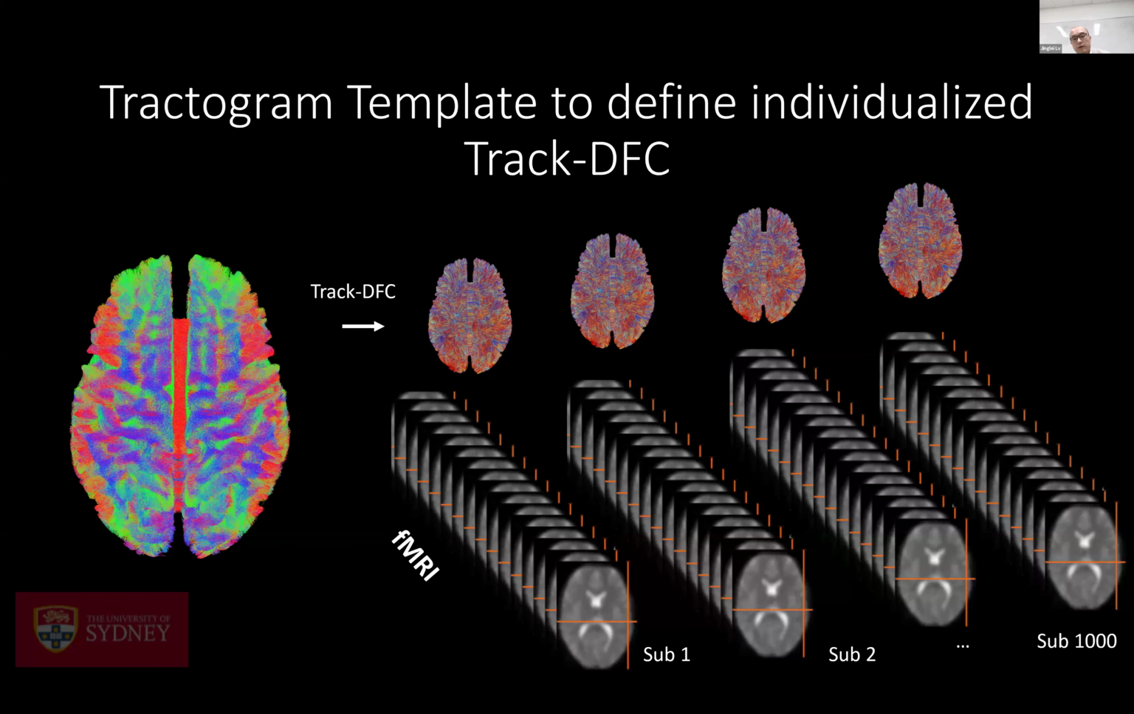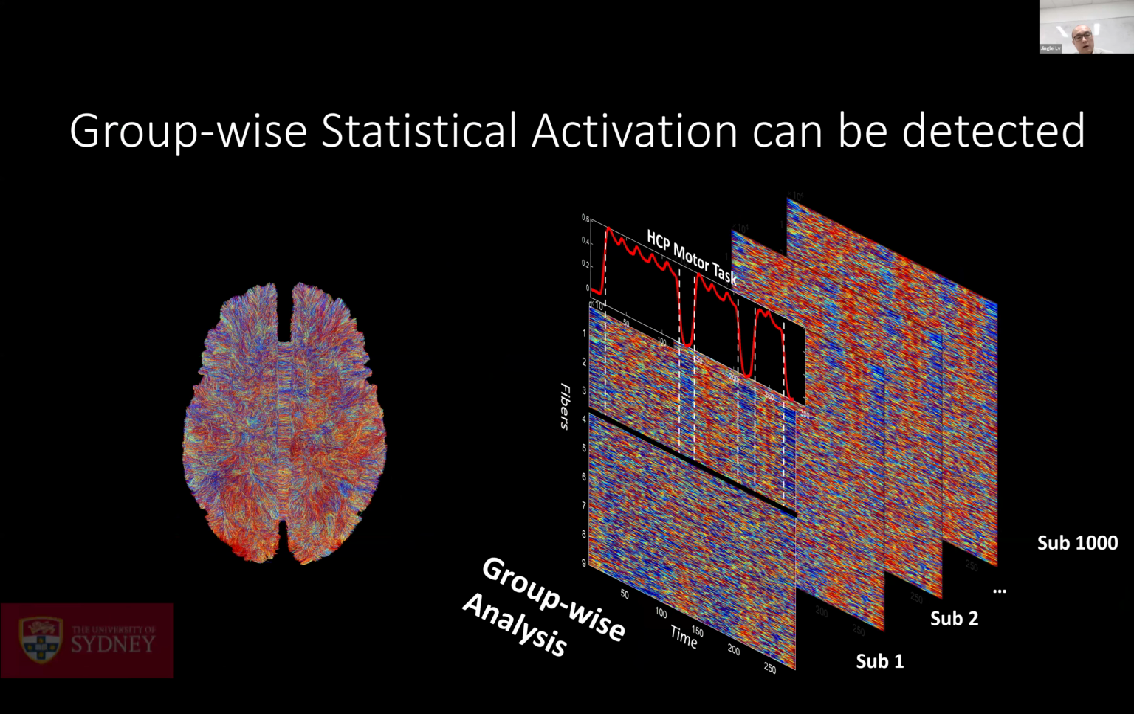In the individual space, for each fMRI scan, we can calculate the Tract-DFC for each subject. In this way, the Tract-DFC will have a correspondence across subjects provided by the tractogram template. Then we can do group-wise statistical analysis for the Tract-DFC activation.